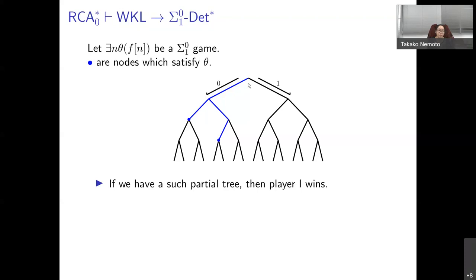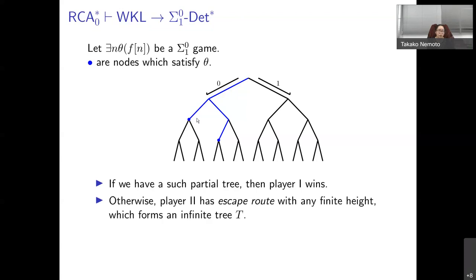So for example, in this case, player one can win: first he or she chooses this direction, zero. And then if player two chooses this direction, then player one already wins. And if player two chooses this direction, player one can win by choosing this direction. Then it's easy. This is called something like a one-imposed subgame in some paper.